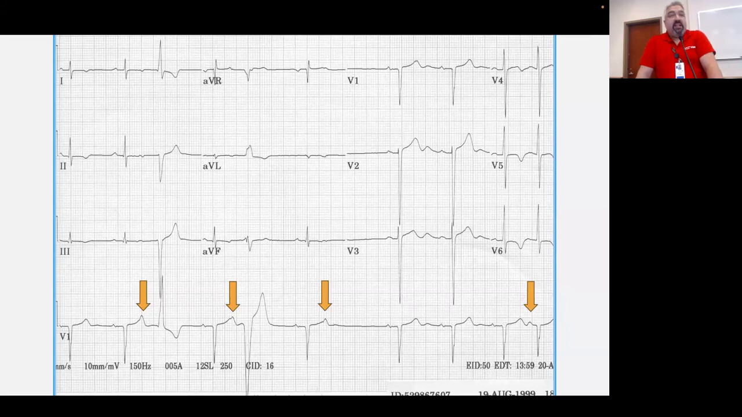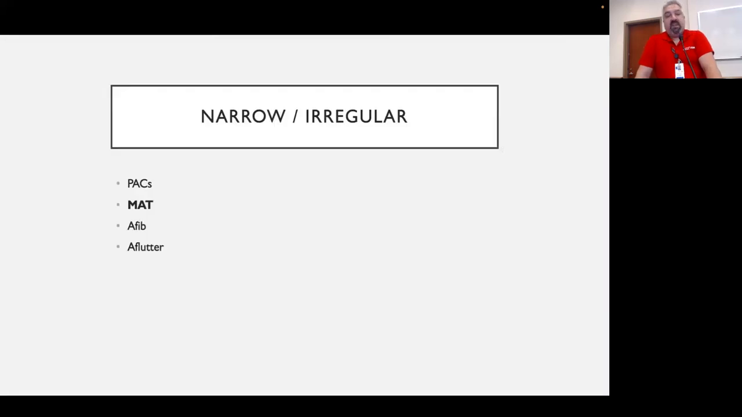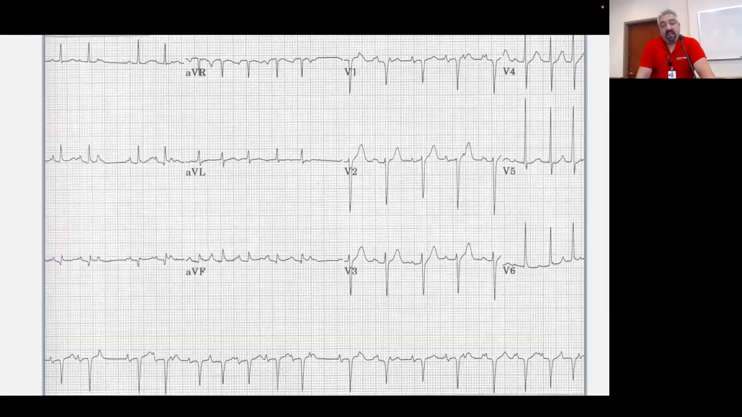So really the key in this is to look at that T wave and convince yourself that there isn't another P wave hiding on top of it. MAT is similar because, do we see distinct P waves? Yeah, one before every QRS, but there are several different morphologies. There's at least, I don't know, 3 or 4.